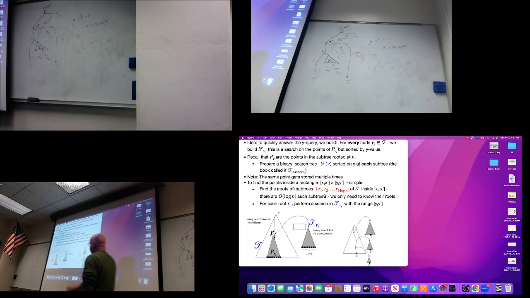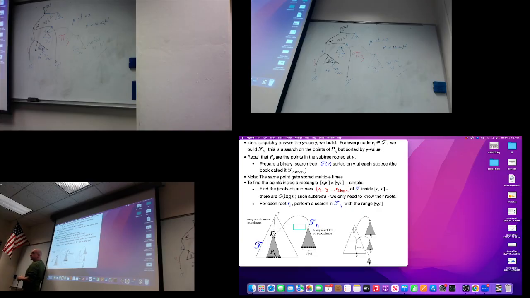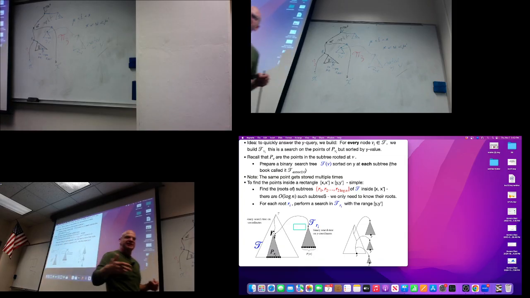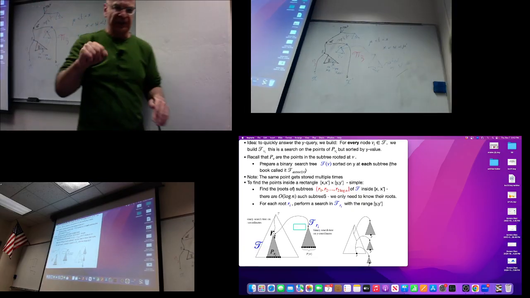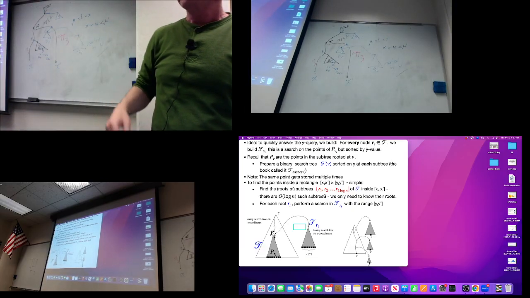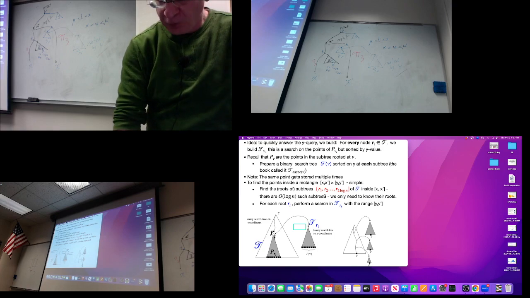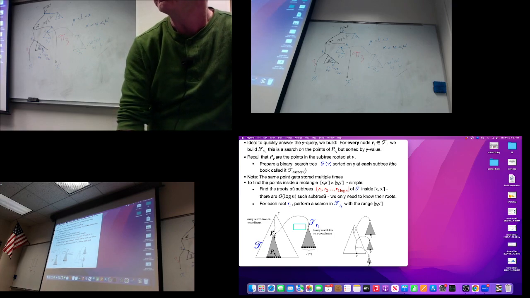Of course, I can also say just look at the criteria by x, but it could be that the number of points that satisfy the x criteria is huge, and I want something that depends on the output and log n. If the number of points in this strip is much larger than log n, then just to scan all these points will take more than what I'm willing to invest, more than log square n, to be precise.